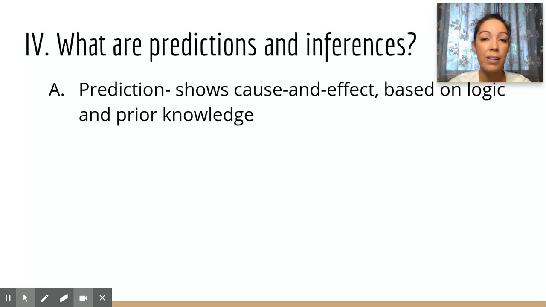Predictions and inferences. These are sometimes kind of difficult to tell the difference between, but a prediction shows what you think is going to happen in the future because of what you see now. So a prediction shows cause and effect based on logic and prior knowledge. If it's raining outside in the morning on your way into the school, you can make a prediction that the hallways might be a little bit slippery and you might see some of your classmates fall down in the hallway on the way in, if we're not careful.